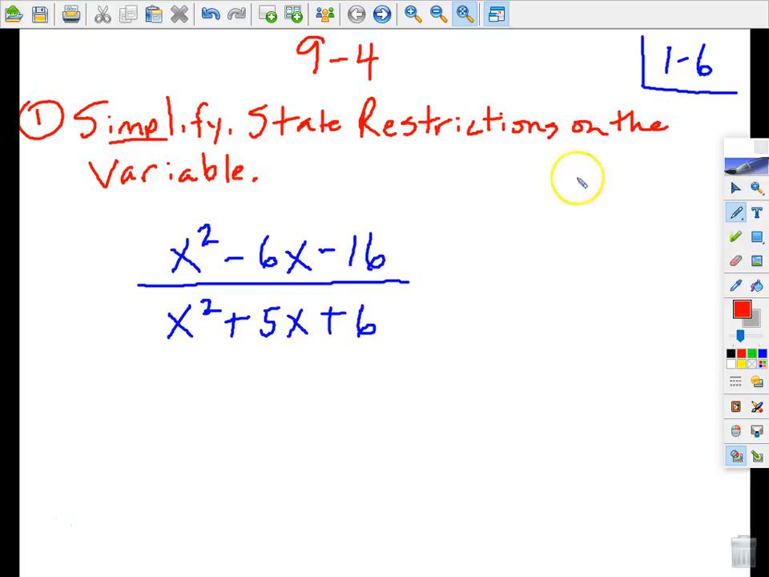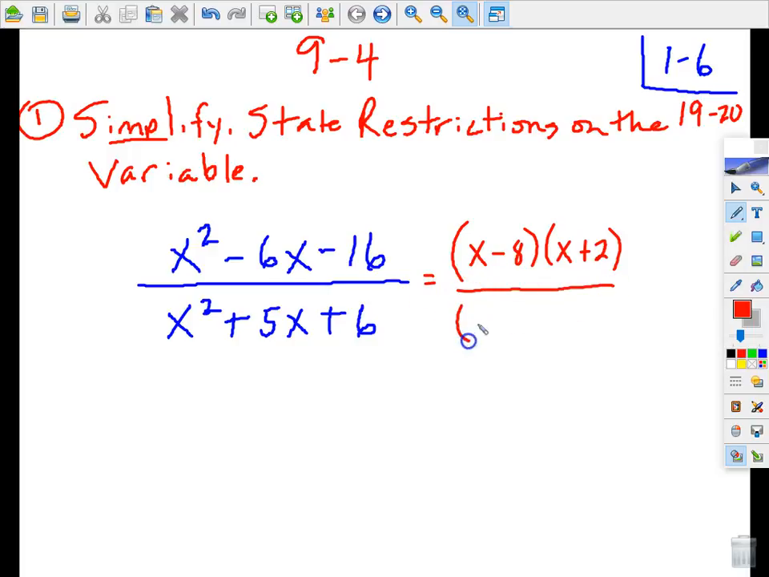So problems 1 through 6 will look something like this, and also problems 19 and 20, the last two problems on the assignment. But basically it amounts to this. We are going to write this algebraic fraction in a factored form. Hopefully you understand that the numerator factors as x minus 8 times x plus 2, and the denominator would factor as x plus 3 times x plus 2.